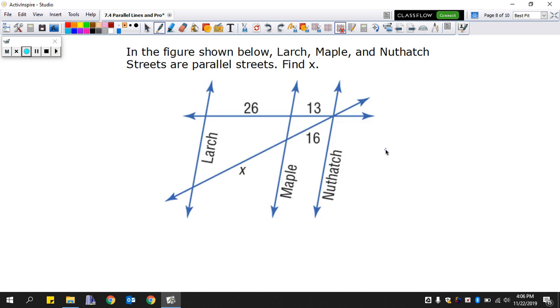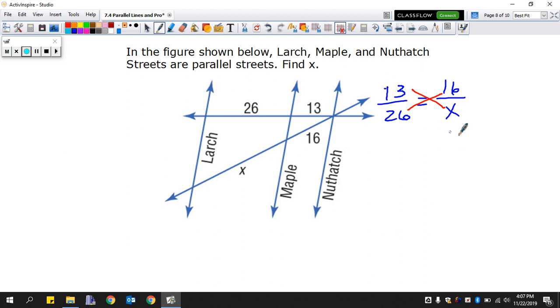In the figure shown below, Larch, Maple, and Nuthatch streets are parallel streets. Find x. We know the first proportion is 26 to 13 or 13 to 26. I'm going to write it as 13 to 26 is equal to 16 to x, because we put the 13 on top, so we have to put the 16 on top.